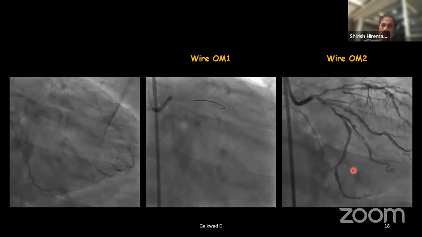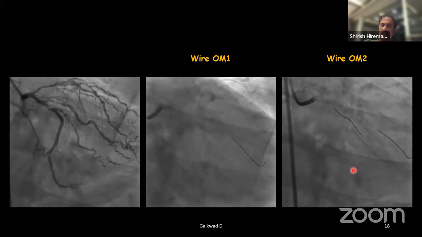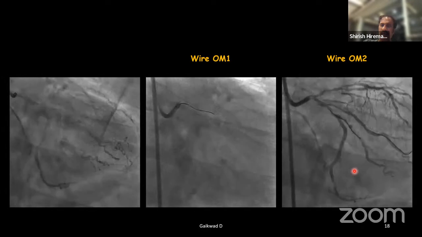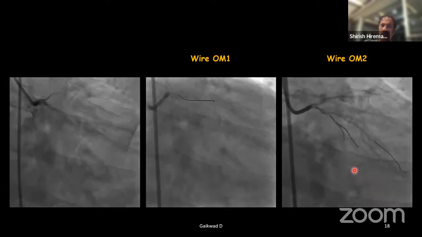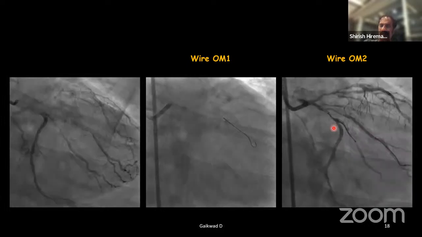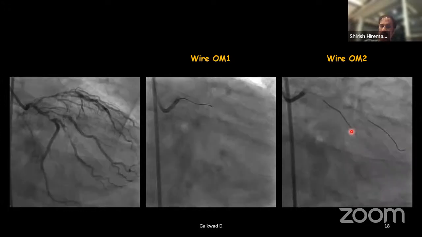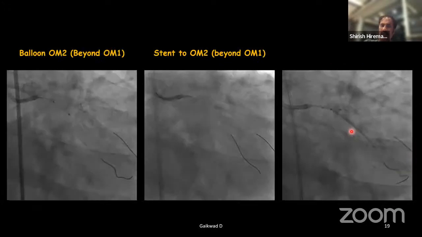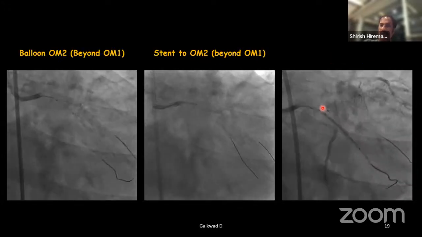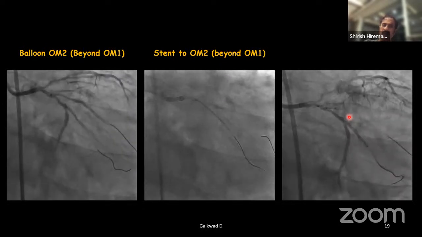So here there is this wire in the OM1 and then the wire in the OM2. So the plan is probably to do a mini crush here. First stent towards OM2, and then a second stent will go from LCX to OM1, and that is how the mini crush is planned.